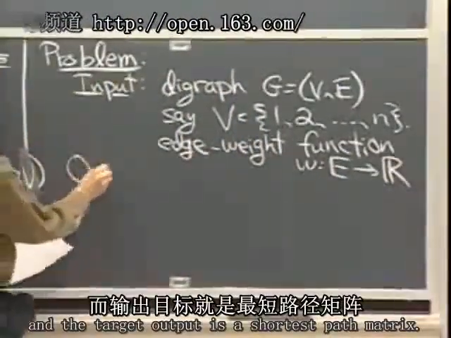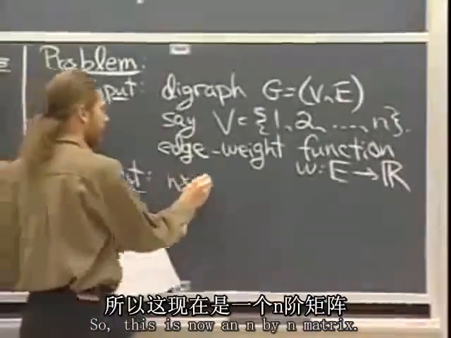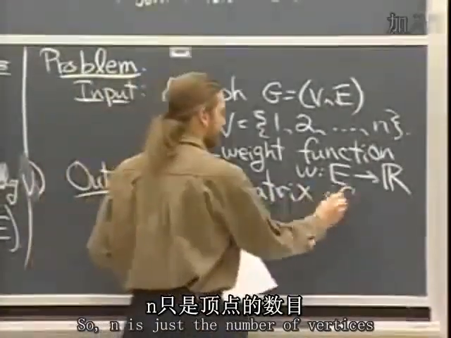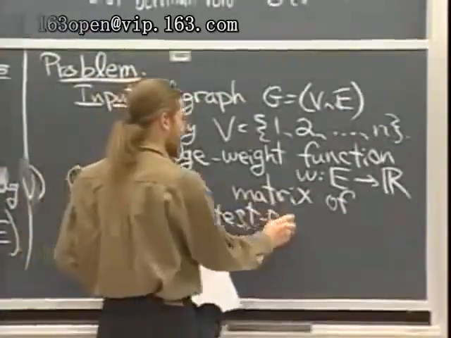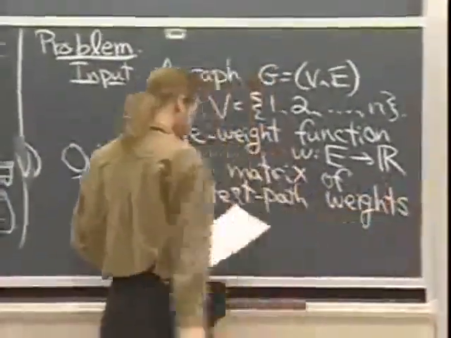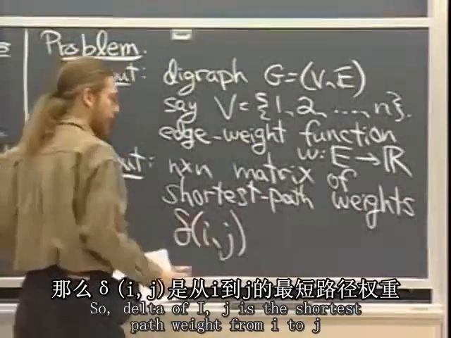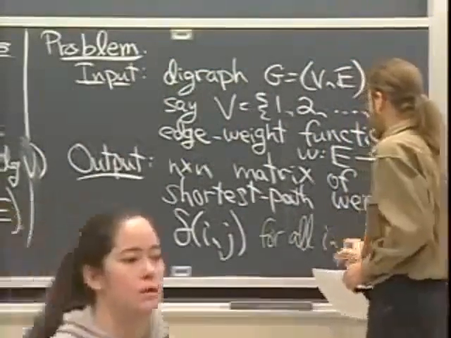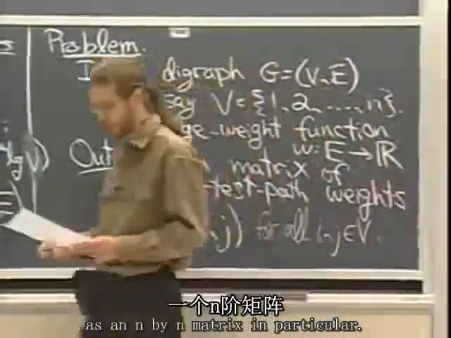And the target output is the shortest path matrix. So this is now an n by n matrix, where n is just the number of vertices, of shortest path weights. So delta of i comma j is the shortest path weight from i to j for all pairs of vertices. So this you could represent as an n by n matrix in particular.